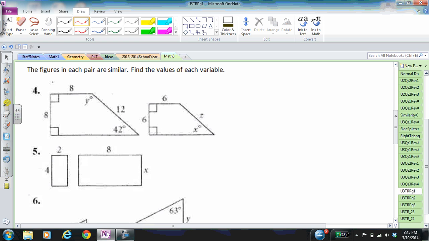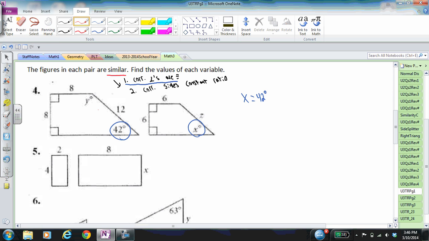So for example, in the next set of problems, it says the figures in each pair are similar. So remember, similar means two things happen. One, corresponding angles are congruent, and two, corresponding sides are proportional, or they have a constant ratio. So because corresponding sides have a constant ratio and corresponding angles are congruent, there's a lot of things I can do. For example, I'm going to use the fact that corresponding angles are congruent in this first part because x is a corresponding angle with this angle right here, so x equals 42 degrees.